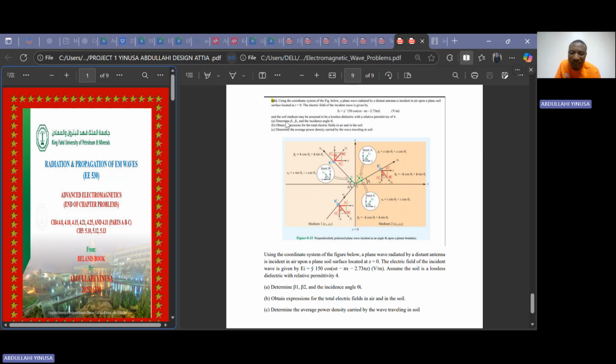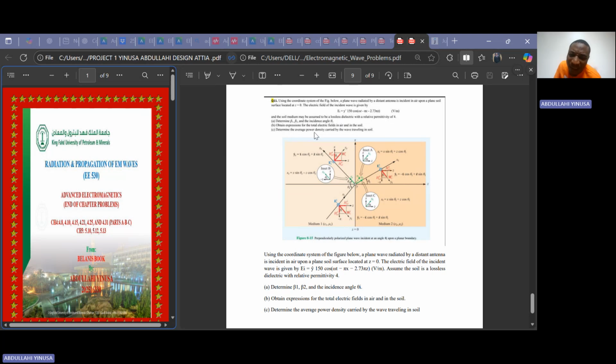That's it. So the last one asks us to get what? They only ask us to get the electric field. They do not ask us to get the magnetic field. If they ask us to get the magnetic field, you are just going to use our formula: E over the wave impedance eta. Then you calculate that of this, add it to that of this. That's going to be H in medium 1. You get the transmitted one at this end too, and that will be H in the second medium.